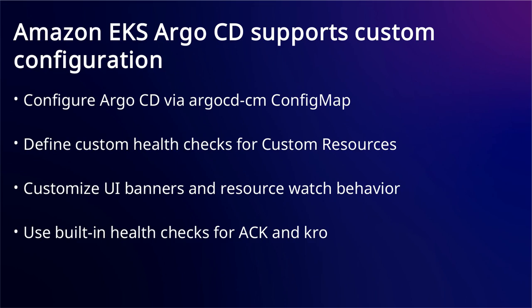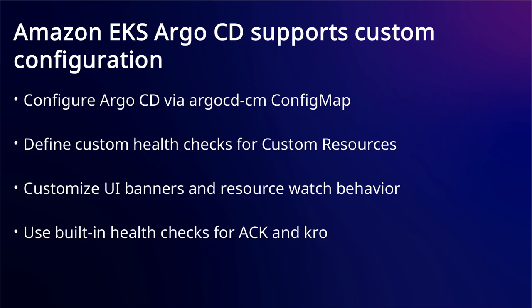By default, Argo CD lacks health logic for custom resources, causing applications to report as healthy while resources are still provisioning. This can lead sync waves to advance prematurely before resources are ready. You can now configure the Amazon EKS capability for Argo CD through a standard Argo CM config map in your cluster. You configure settings using the same method as upstream Argo CD, and AWS applies them to your managed capability.